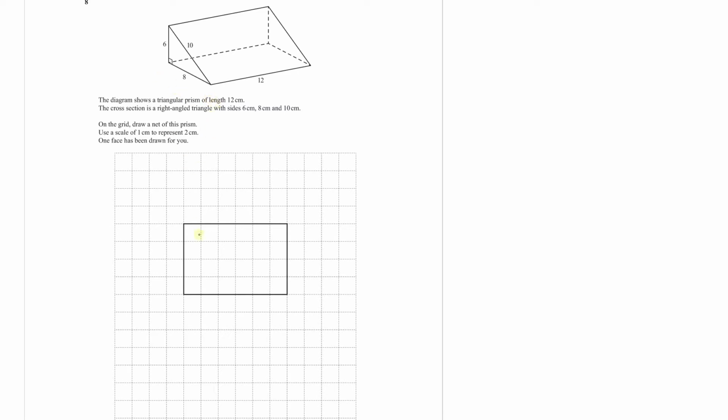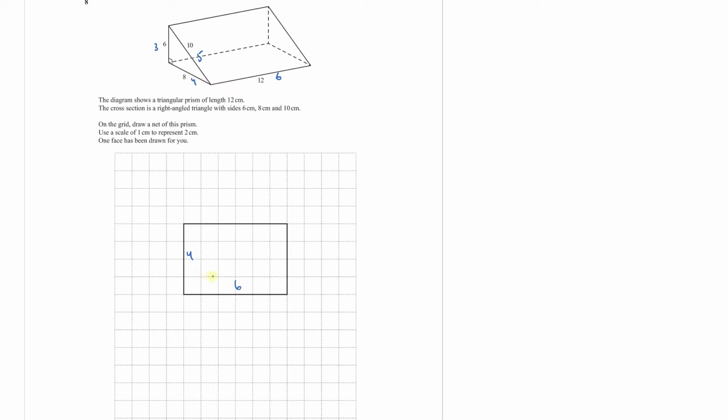First, let's see. We are given a side which is 1, 2, 3, 4, so this is 4, and 1, 2, 3, 4, 5, 6. So this is 6 by 4, which means this is the base given. The length is 12 centimeters, but the scale is 1 centimeter to represent 2 centimeters. So 12 will be represented by 6 centimeters on the grid, 8 will be represented by 4, 6 will be represented by 3 centimeters, and 10 will be represented by 5.